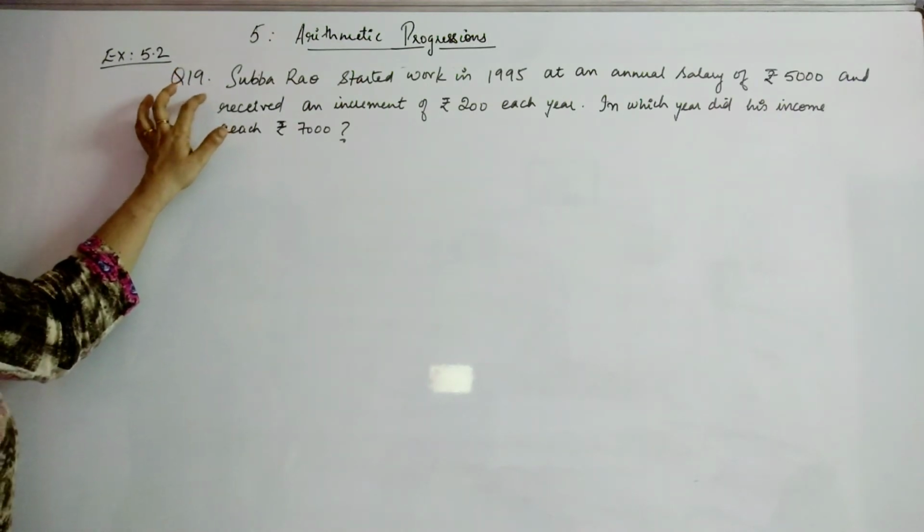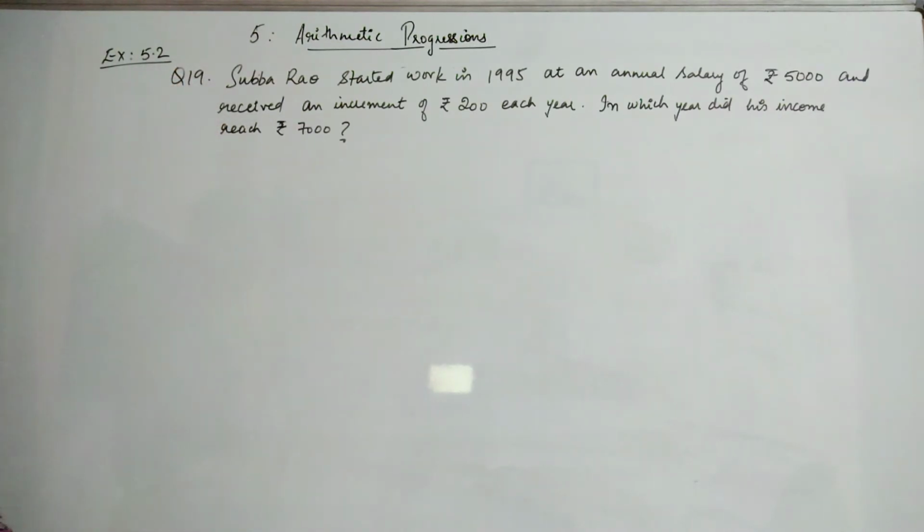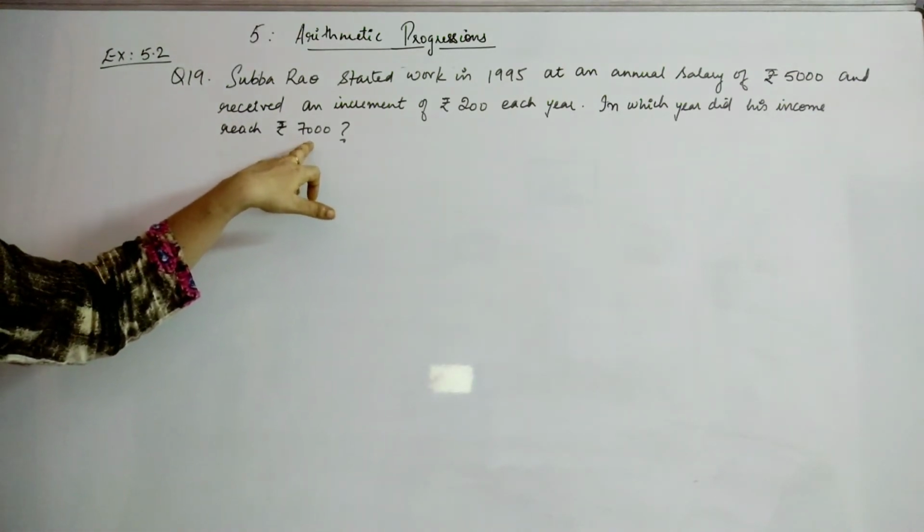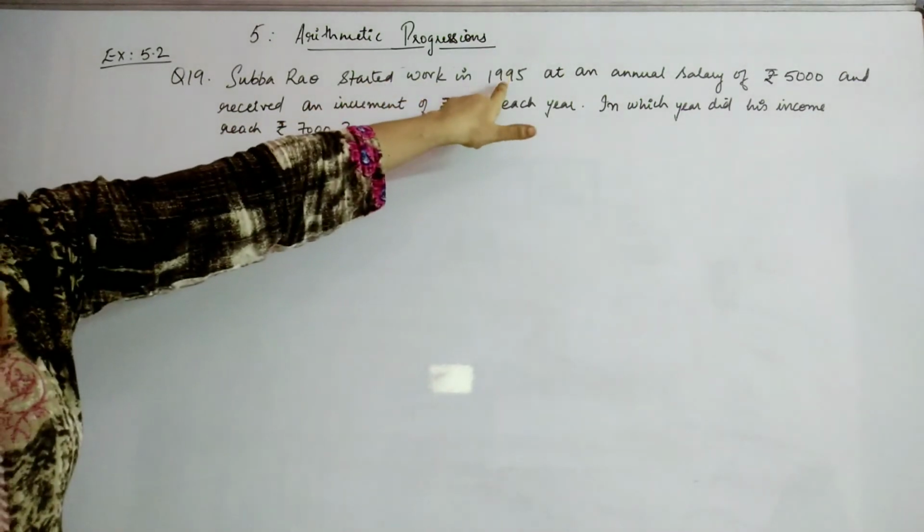Next question, question number 19: Subbarao started work in 1995 at an annual salary of rupees 5,000 and received an increment of rupees 200 each year. In which year did his income reach rupees 7,000? That means when he will get 7,000 rupees, that year you want to find out.